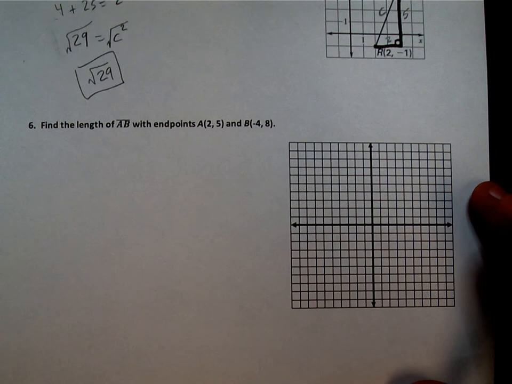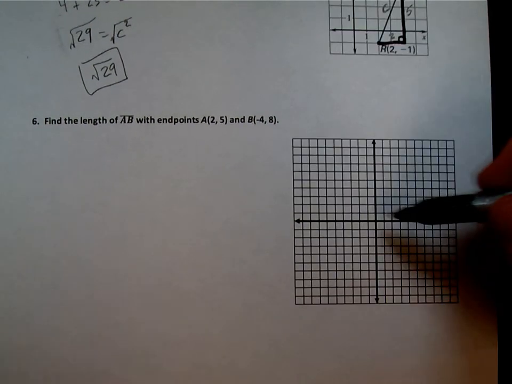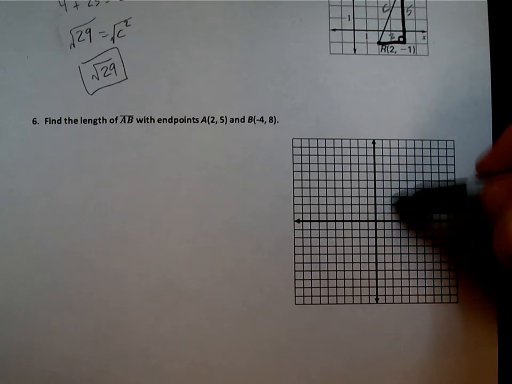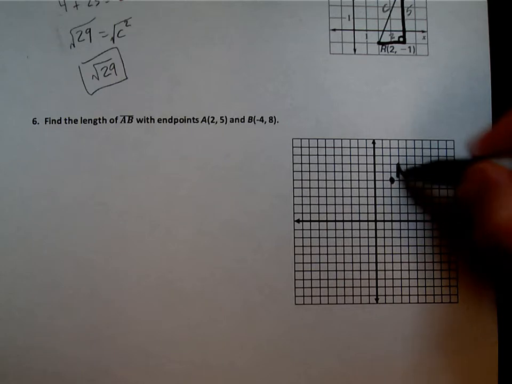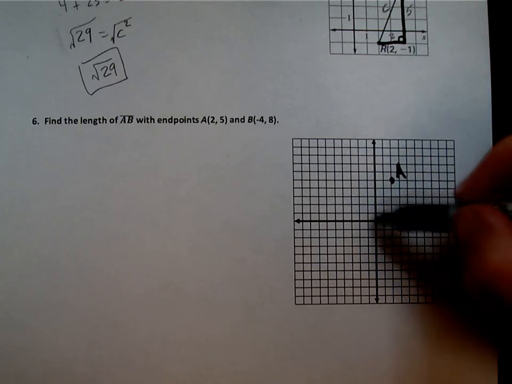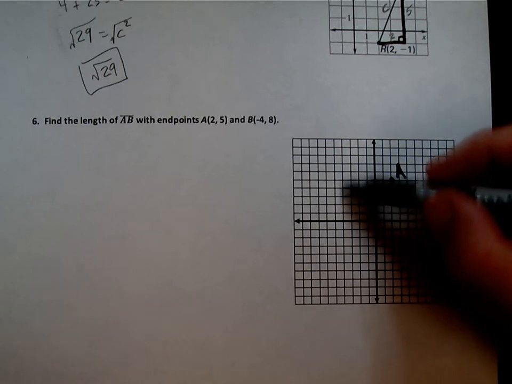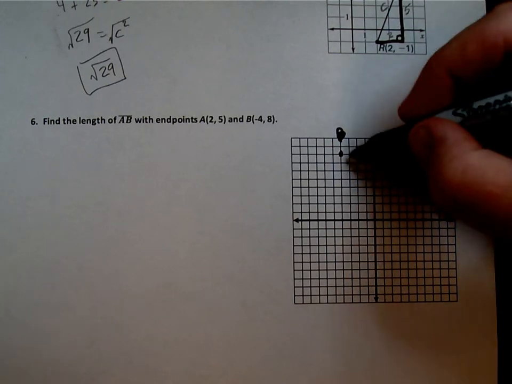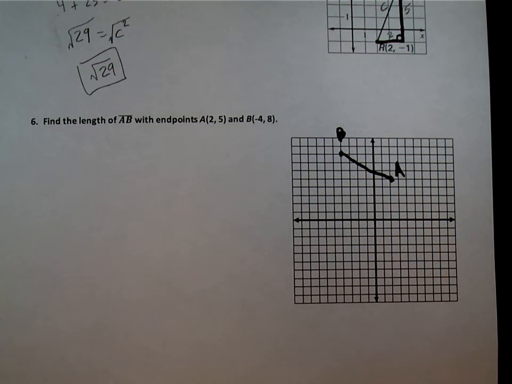Okay, moving on. Let's take a look at number 6. 2, 5 is A. So we go 2 to the right and then up 5. 1, 2, 3, 4, 5. And B is negative 4, 8. And they want us to find the length of that from A to B.